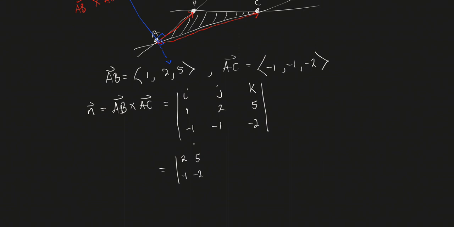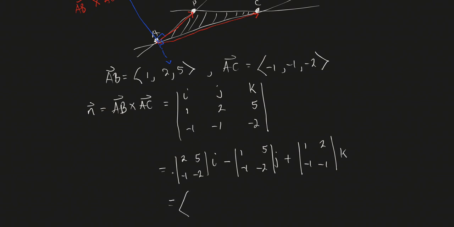So blocking out the first column in the first row leaves me with this submatrix, that's times i, and then minus, let's block out the middle column in the first row. We're left with 1, 5, -1, -2 times j, and then plus, block out the third column in the first row. That leaves the 1, 2, -1, -1, and then that's times k.